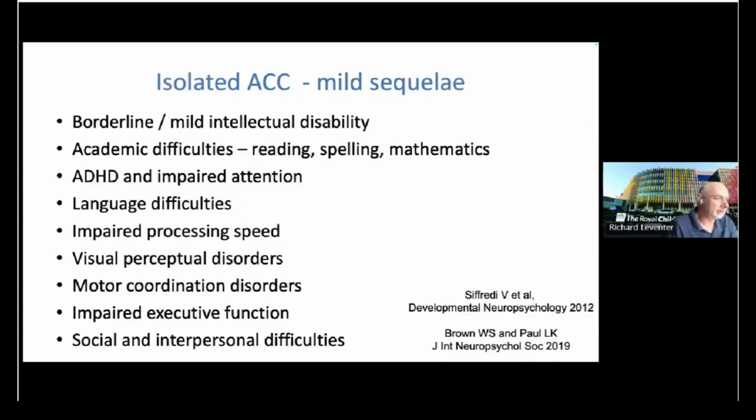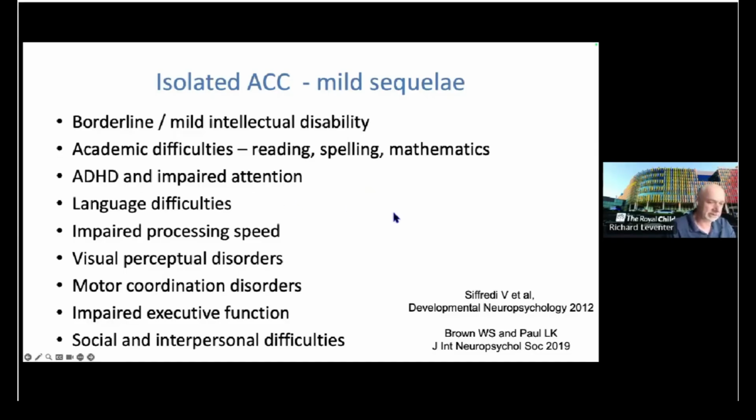And these are a number of the milder sequelae where these symptoms are more common in patients with isolated ACC compared to the general population. They're not always severe disabilities, but you can have borderline or mild ID, academic difficulties, ADHD, impaired attention, language difficulties, impaired processing speed, visual perceptual disorders, motor coordination disorders, impaired executive function, social and interpersonal difficulties.